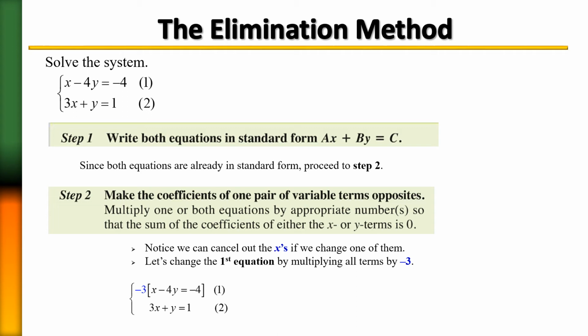And again, we're not doing anything to equation number 2, only to equation number 1. And the reason we did that, you can see here now, if we take a look at my x's, they are opposites of each other. And so I have accomplished my mission of eliminating my x's. Because now 3x minus 3x, a positive 3x and a negative 3x, they cancel each other out and they are gone. And that's basically what you wanted to happen.